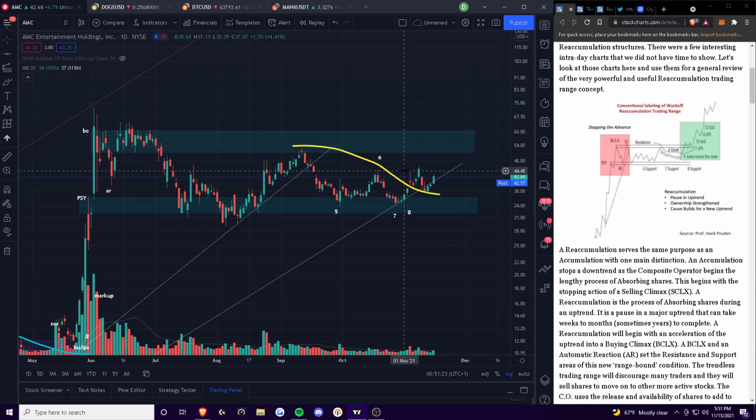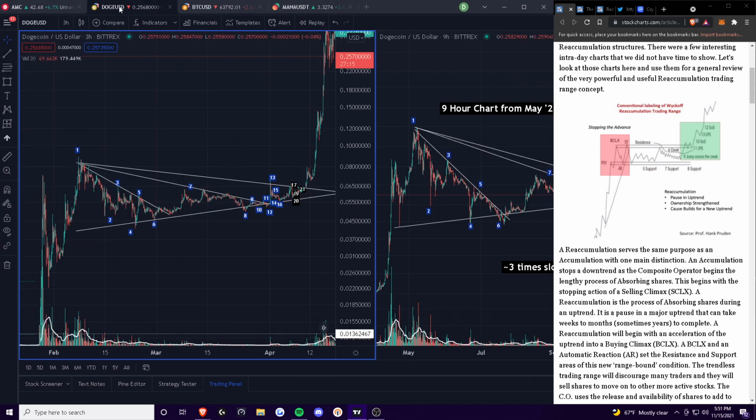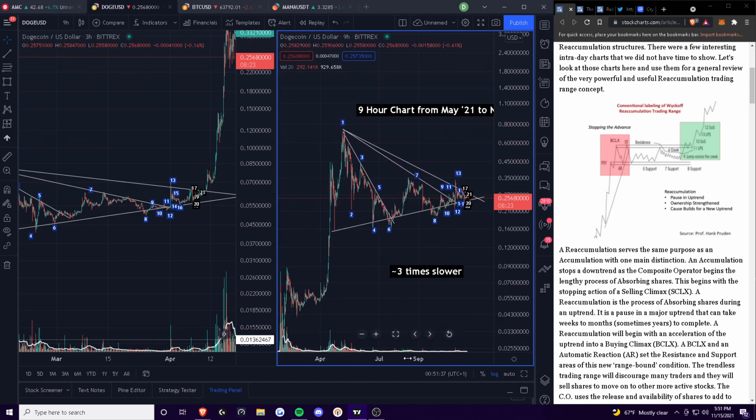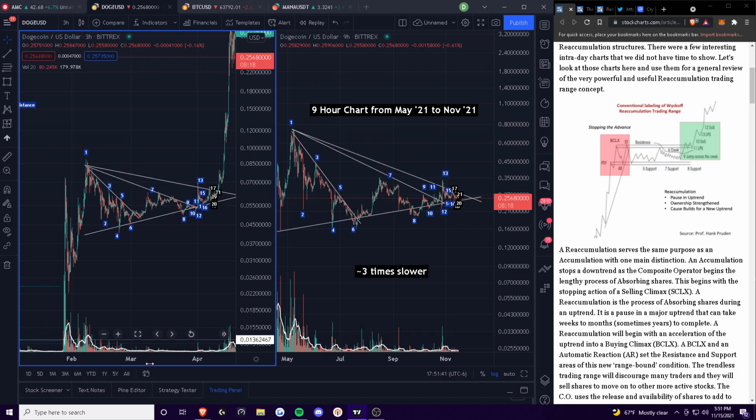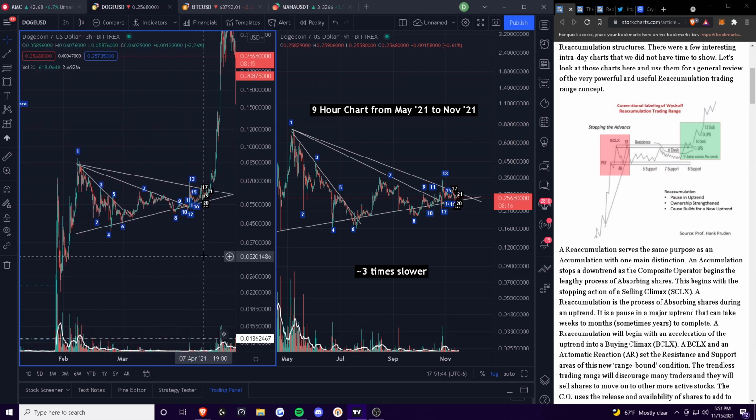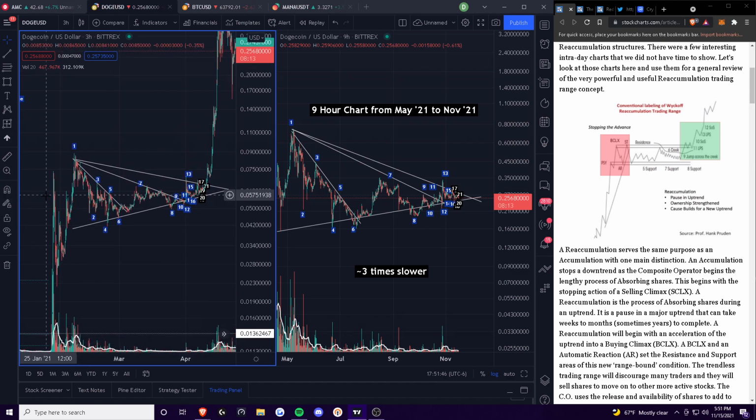And I want to talk about the more holistic view from a cycle perspective, the other things that have me concerned and the things that I'm looking out for with AMC. I've been paying attention to Doge. If you follow me on Twitter, you know that. And I think paying attention to Doge is important for paying attention to AMC right now, because this is Doge's chart from January to April of this year, and this is its chart from May to November of this year.